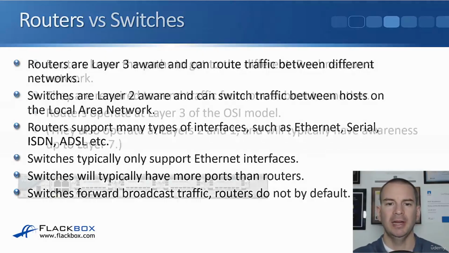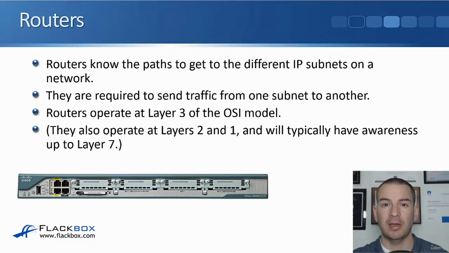So let's go back a slide. A couple of the things that I said there are that routers support many more different types of ports than switches, and they'll usually have fewer available ports than switches. If you remember, we had a look at a Cisco Catalyst 2960 switch, which had 48 ports when we did the basics of switches.